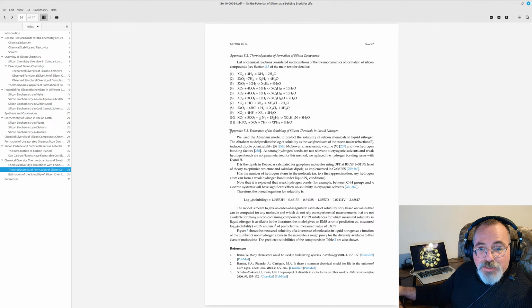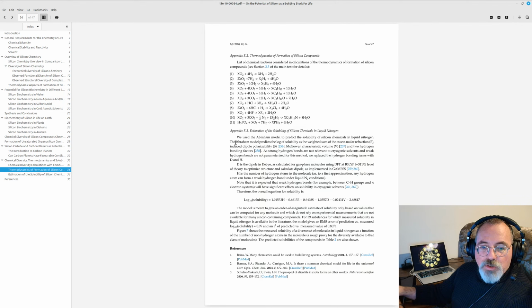Appendix E3, Estimation of the solubility of silicon chemicals in liquid nitrogen. For some reason, I thought there was, in fact, a conclusion to this, so I'm going to have to probably make that up in a few minutes. We used the Abraham model to predict the solubility of silicon chemicals in liquid nitrogen.